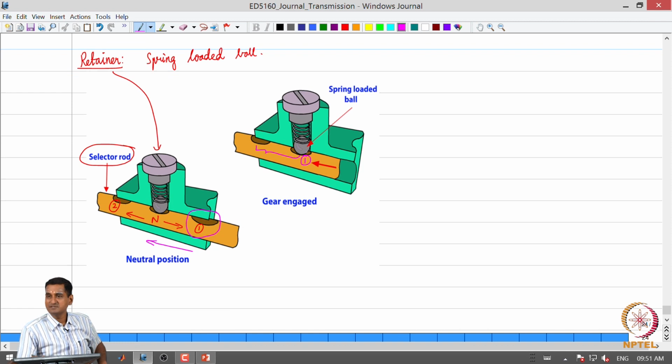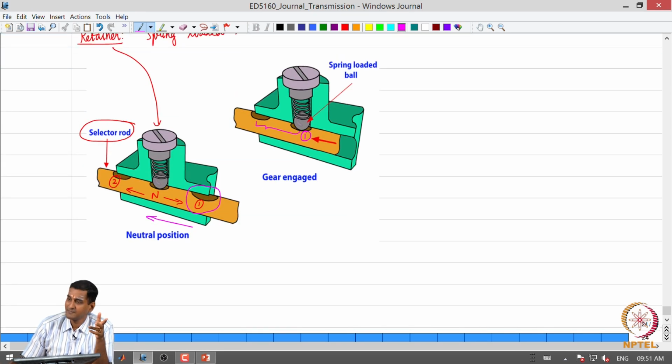So, it will give two things. First, it gives a positive feel that a gear has been engaged, and it also ensures that the selector rod is held or retained in its place, even in the presence of small vibrations, so that the gear does not get disengaged even by accident. This is just a fail safe. That is why it is called a retainer. I hope the function of a retainer is clear.